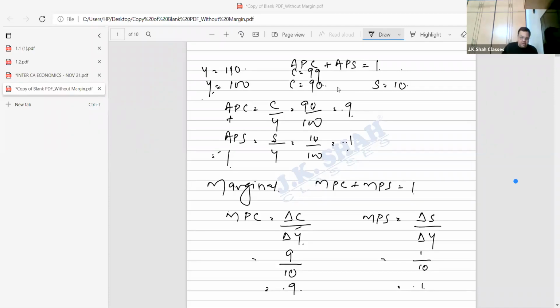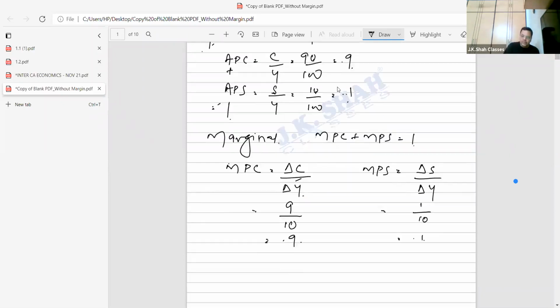Now, one question I'll ask you. Please give me the answer. Let's see. Suppose I say, in poor, backward, underdeveloped countries of the world, MPC is dash. Option is high or low. Poor, backward, underdeveloped countries of the world, MPC is dash.